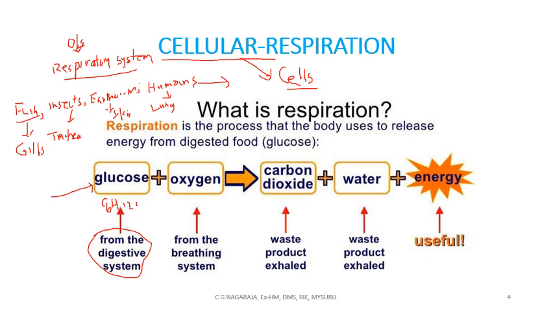C6H12O6 is one molecule of glucose, and cells will get hundreds and thousands of molecules of glucose. And oxygen enters into the cells from outside. It comes from outside, and these two chemically react. They undergo a lot of reactions with the help of enzymes. When that happens, carbon dioxide is produced, that will be given out. Water is also produced, and a large amount of energy is produced. This energy will be useful to all the life processes.